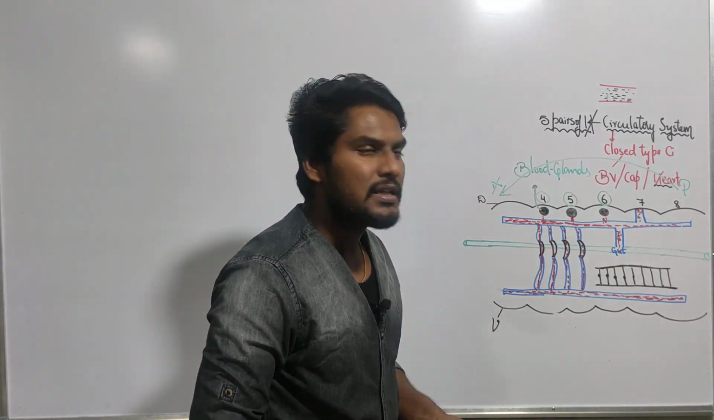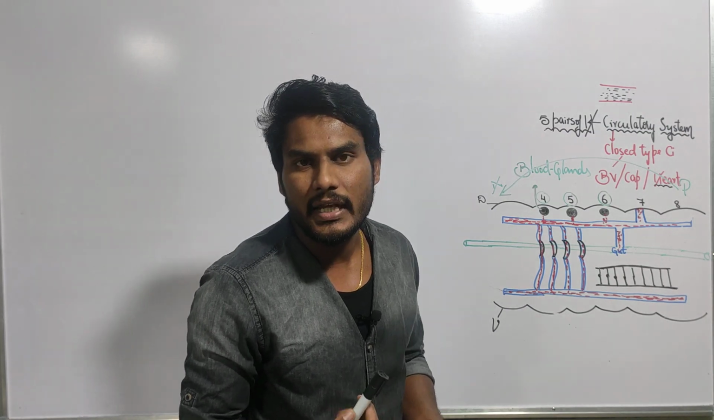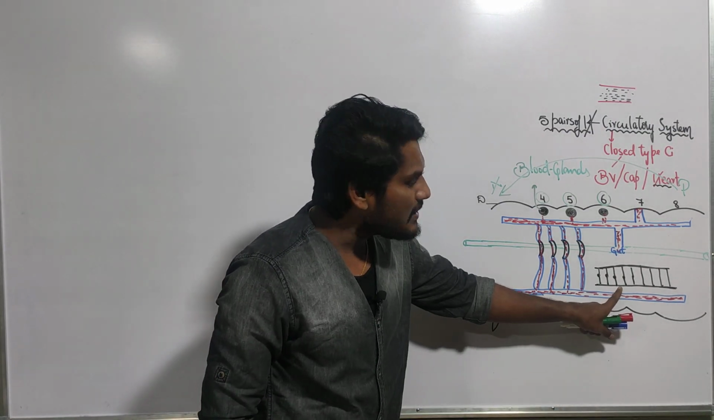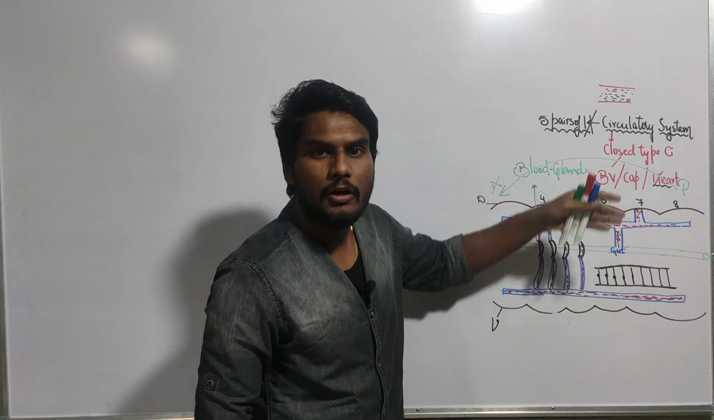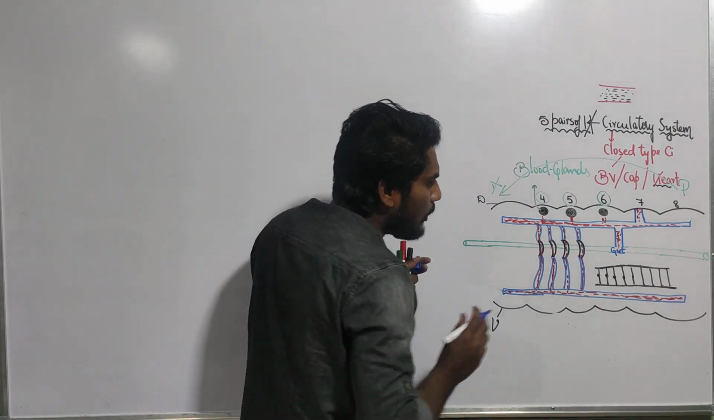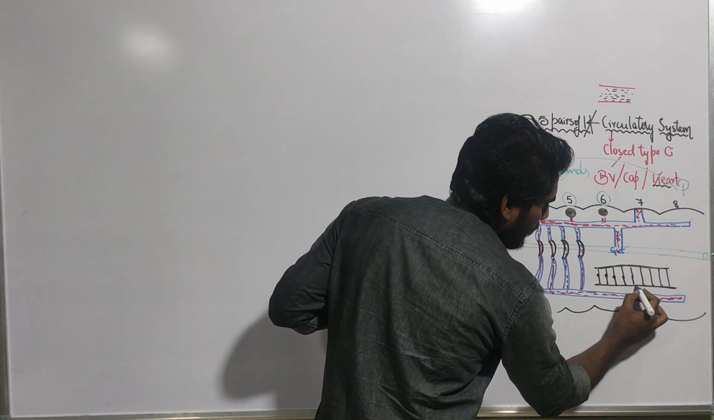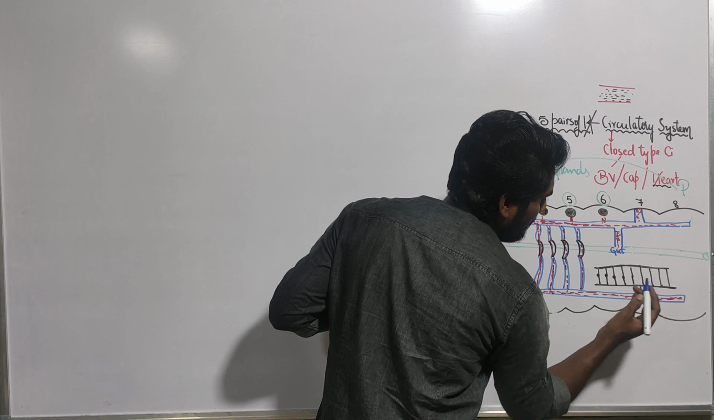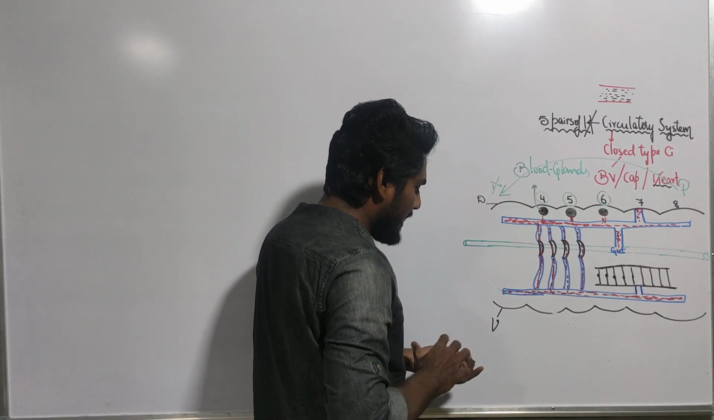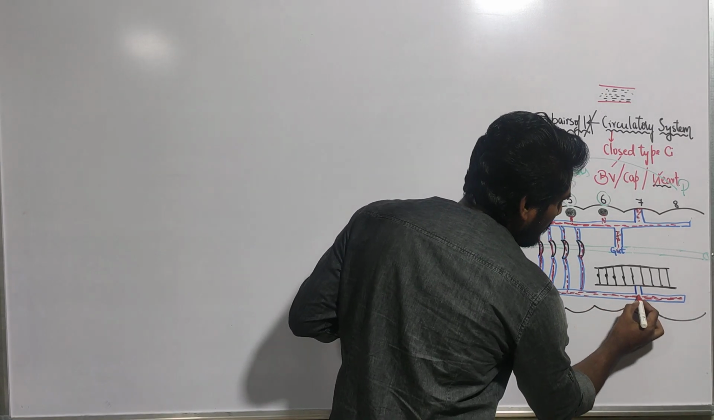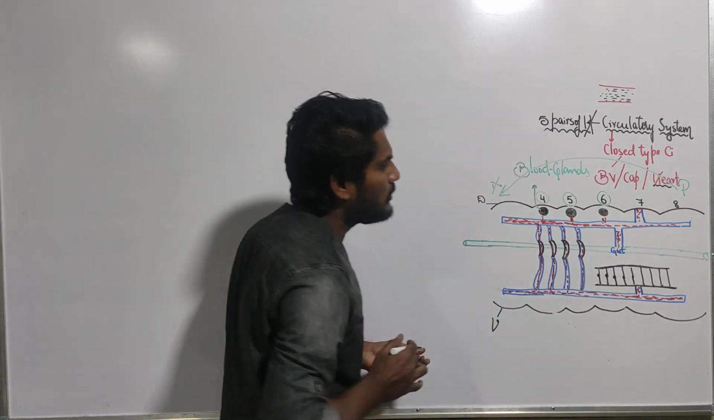Ganglion. Later we will discuss when you are explaining about the nervous system. See, the nervous system is present in the ventral side, not in the dorsal side. Now, a small blood vessel is supplying the blood to the nerve cord.